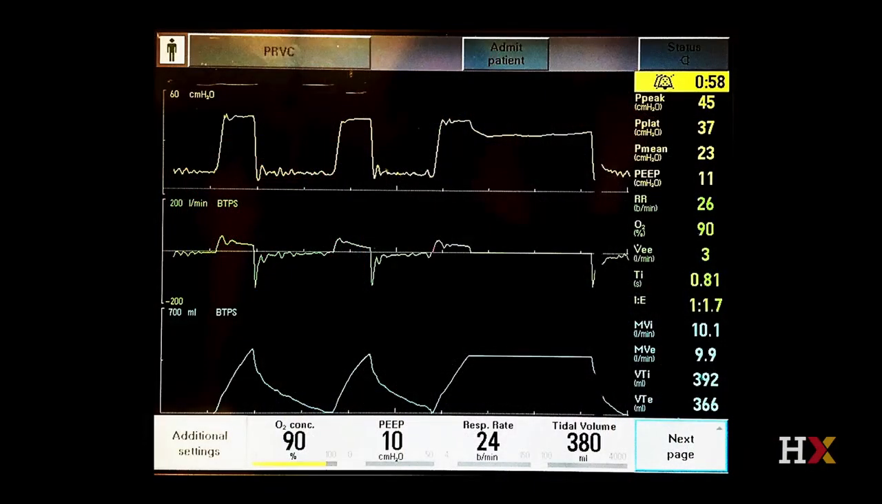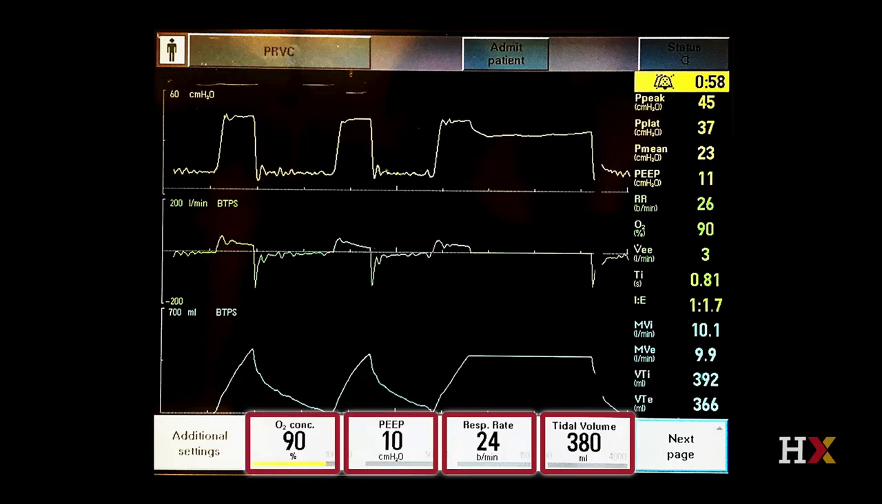Another example of a patient with severe ARDS. We have a patient here who's set on tidal volume of 380, a respiratory rate of 24, a PEEP of 10, and an FiO2 of 90%. Looking at the patient's pulmonary mechanics, they have a peak pressure of 45 with a plateau of 37. The plateau of 37 is again far too high and greater than the 30 that we are targeting.